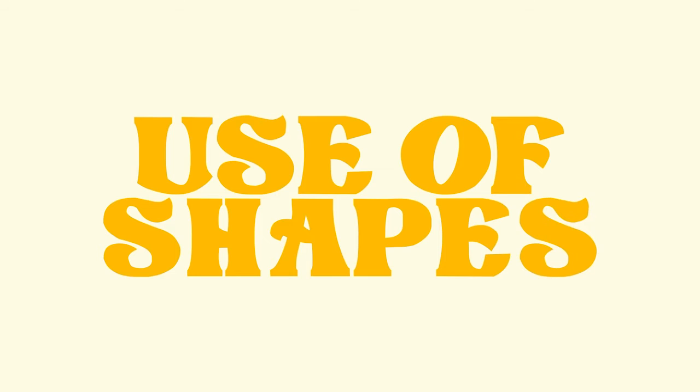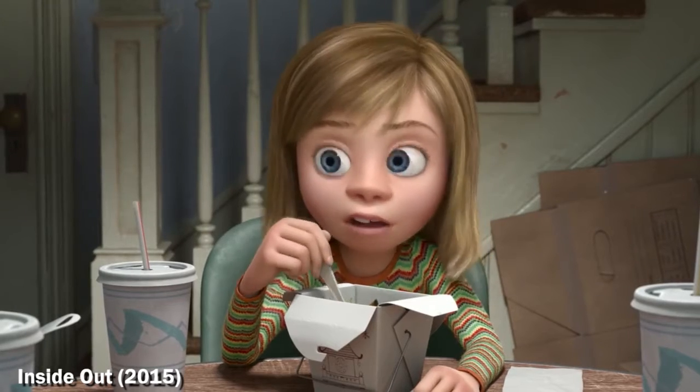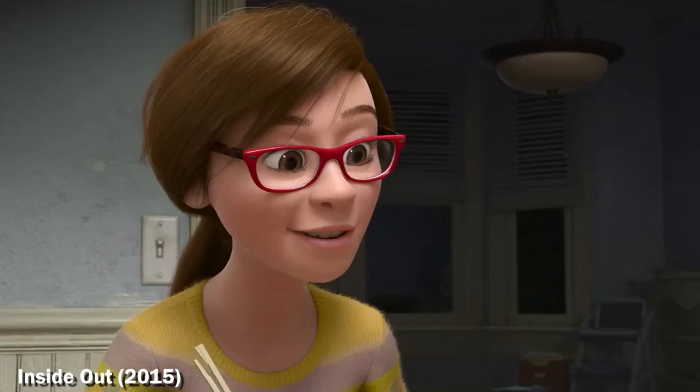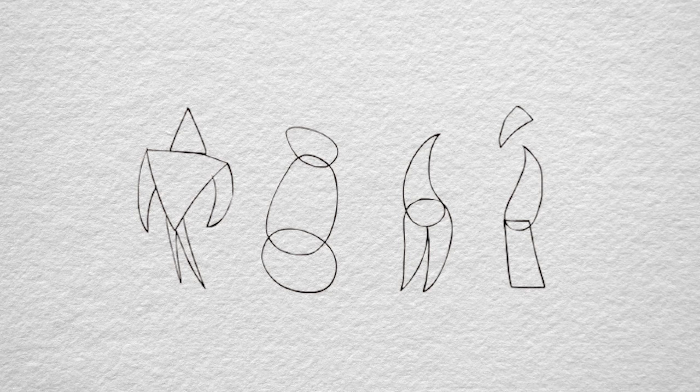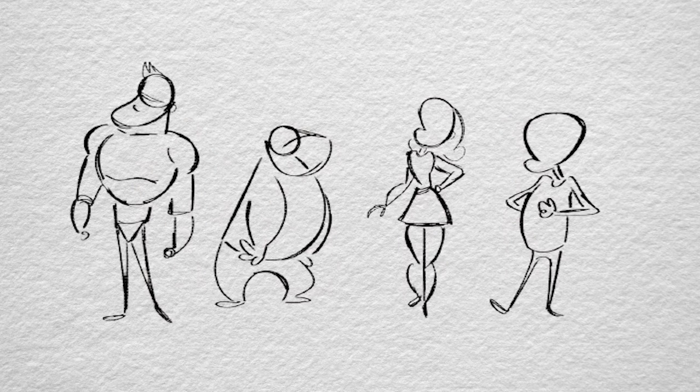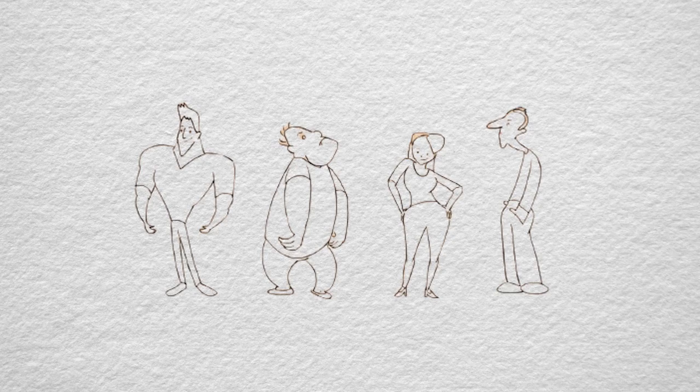There are 3 ways to add an appeal to a character. These are use of shapes, proportion, and lastly, simplicity. Rather than using the same shapes for all of the characters, using different types of shapes based on the personalities to add variation to the looks can create appeal.